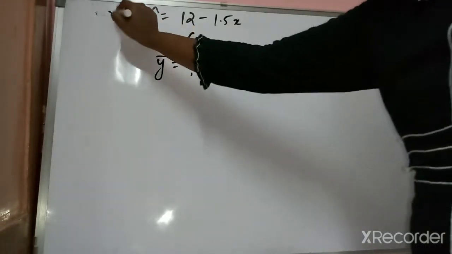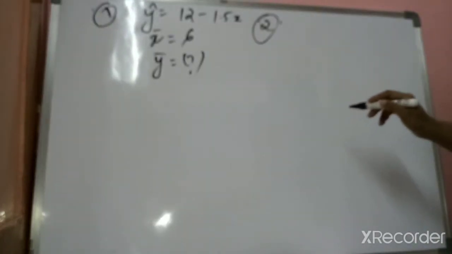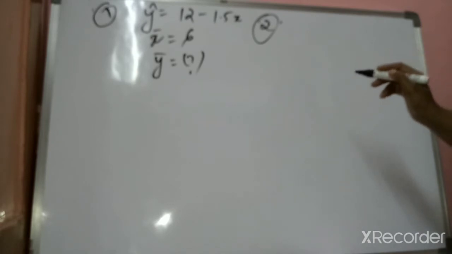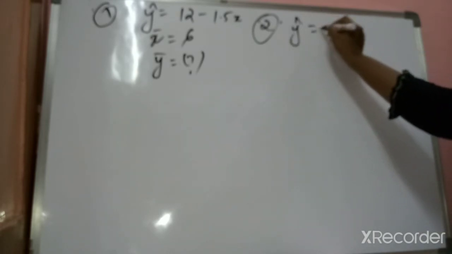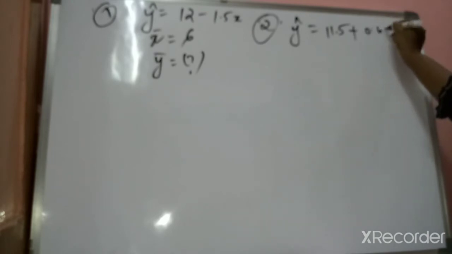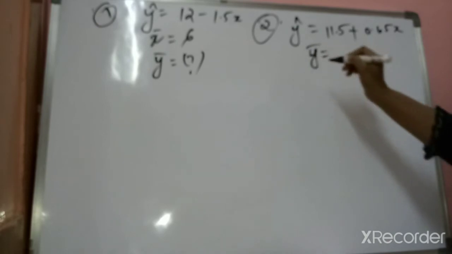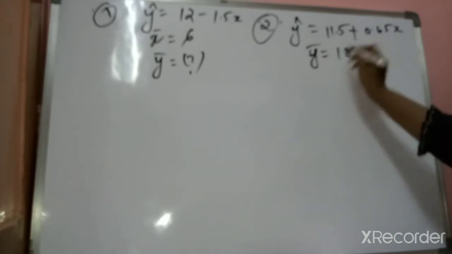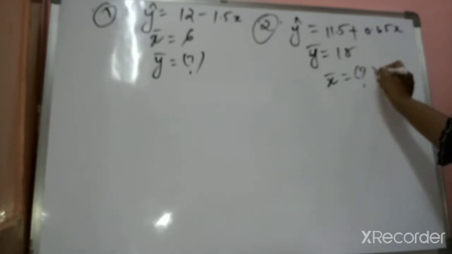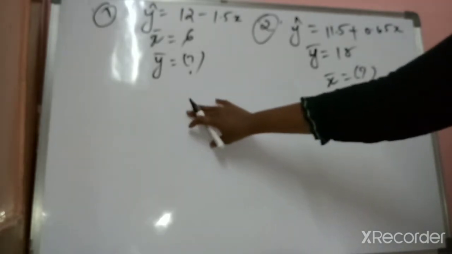Now this is your first question, and now the second question, what it is saying, if the regression line of y on x is your y cap given to you as equal to 11.5 plus 0.65x, clear, and your y bar is given to you as 18, and then you have to find your x bar. So how would you calculate? Clear? So now let's move on with our first question.